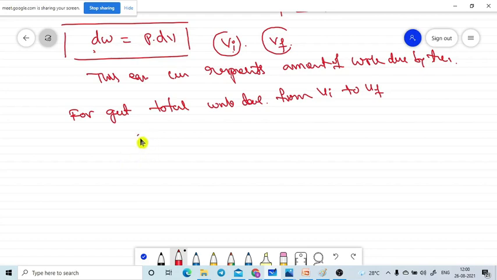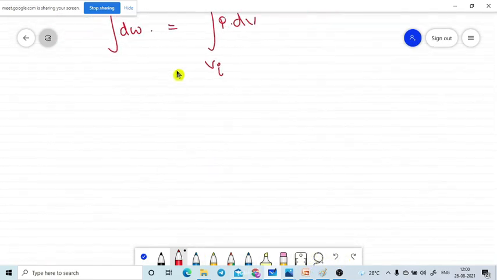Then if we are integrating dW, we are integrating P dV from VI, the lower limit, to VF, the upper limit. We will get the real value of the total work done by the system. If we are integrating dW, as I already told you, with nothing else there, dx gives the x value, and dW gives the W value.